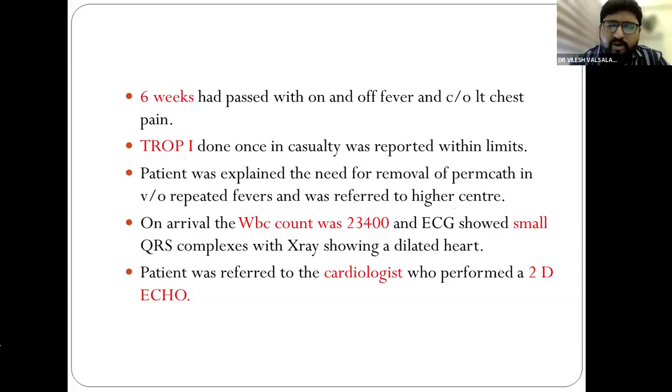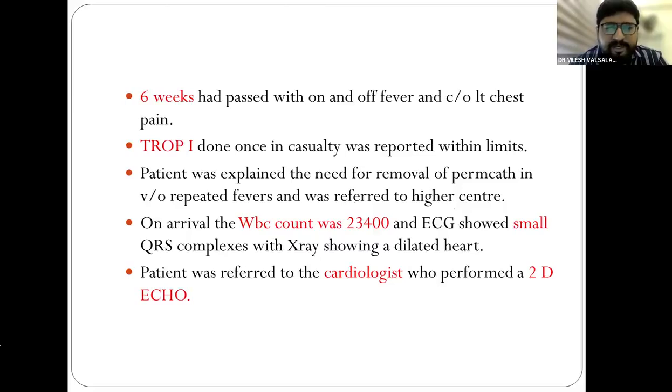It was done by the casualty medical officer who was there at that moment, and it was reported normal within the limits. The patient was explained the need for removal of the perm cath in view of repeated fevers and was referred to a higher center. Since the patient was having repeated fevers and the perm cath was considered the cause, it was thought that the perm cath should be removed. And in view of all this, from the peripheral center, the patient was sent to the central center.